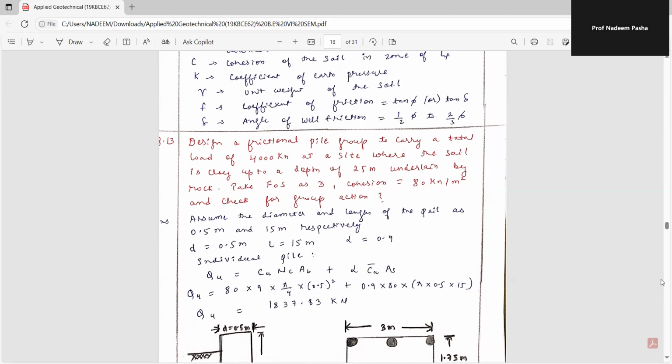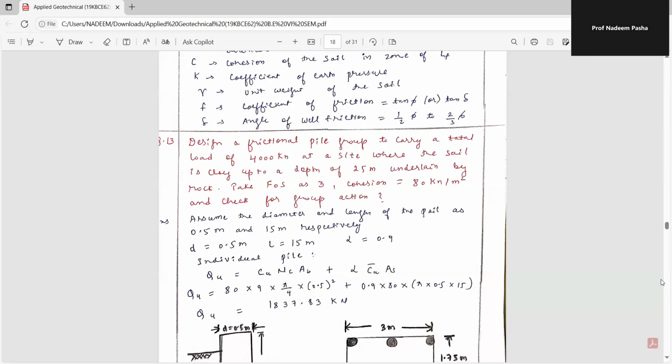Design a friction pile group to carry a total load of 4000 kilonewton at a site where the soil is clay up to a depth of 25 meter underlain by rock. Take factor of safety as 3, cohesion equal to 80 kilonewton per meter square, and check for group action. Assuming the diameter and length of the pile as 0.5 meter and 15 meter respectively, individual pile Qu equal to Cu Nc into Ab plus alpha Cu bar As.